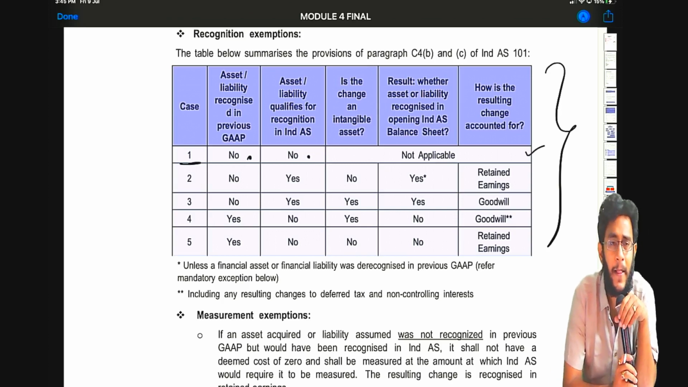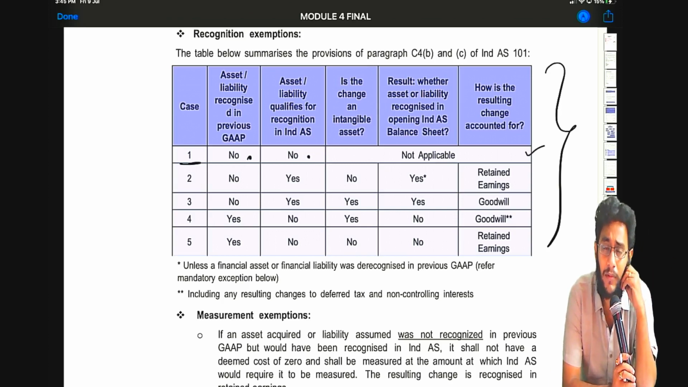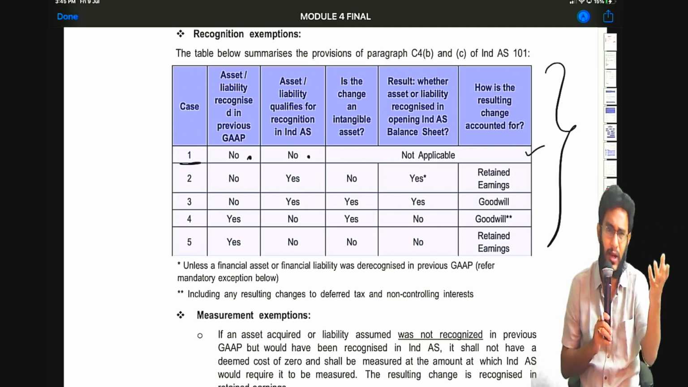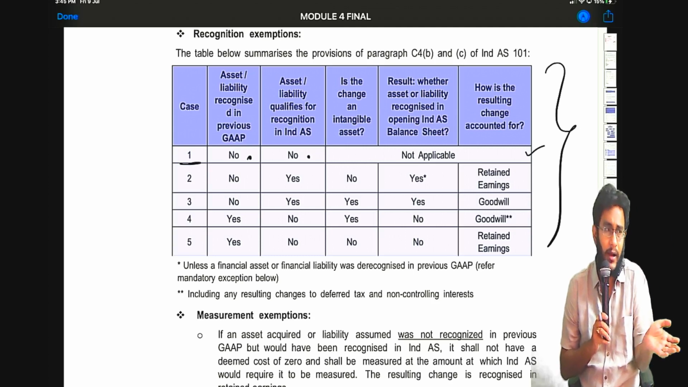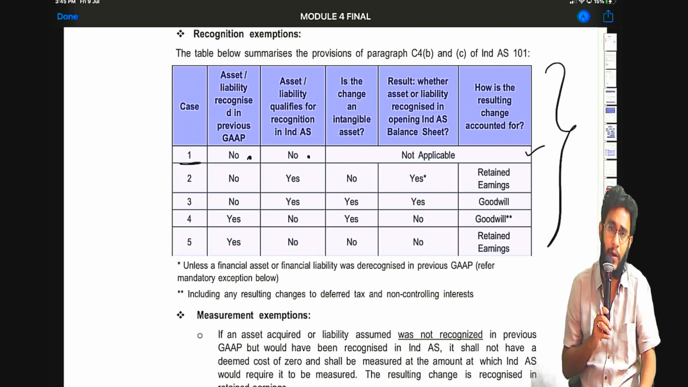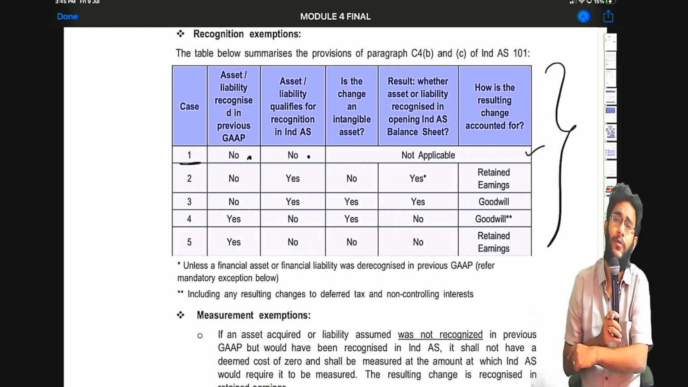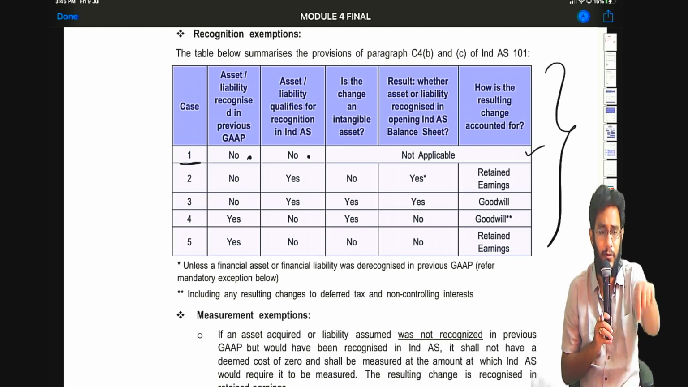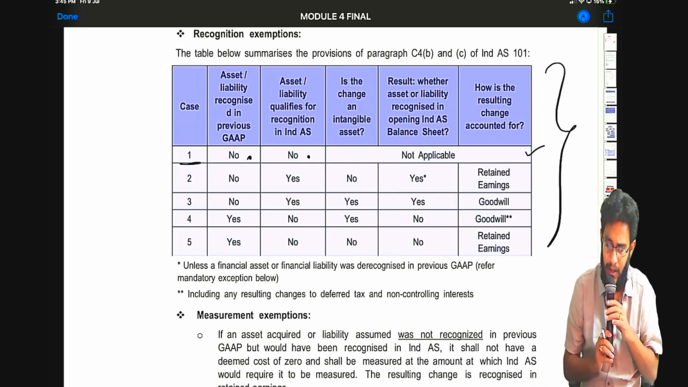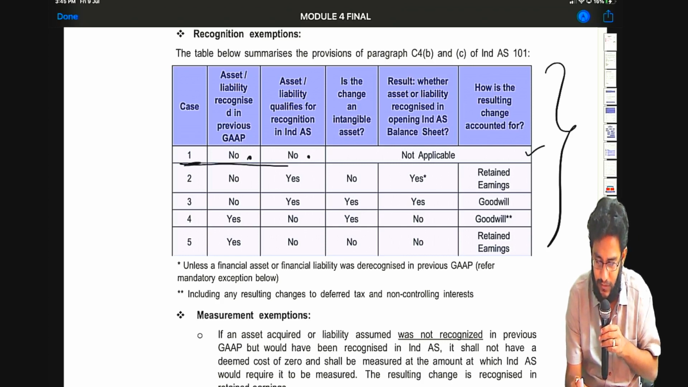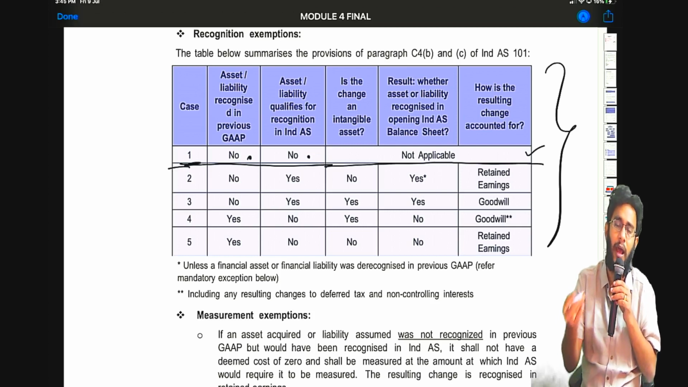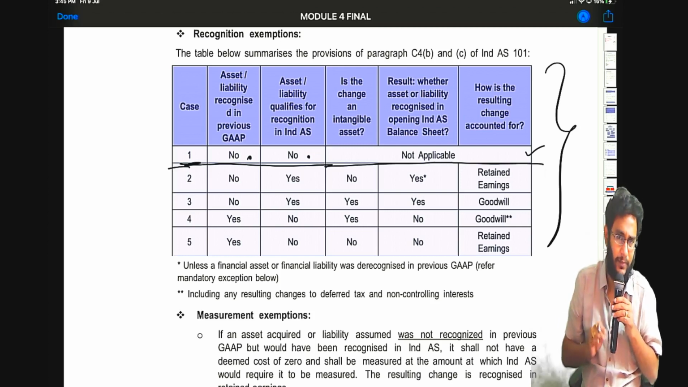For example, sir, I have acquired some entity in the past. When I acquired it, I recognized one asset or liability, and this Ind AS says such asset or liability should not be recognized at all. Or I have not recognized one asset or liability in the past, but this Ind AS says you have to recognize it. In that case, what to do? That discussion we are doing. Situation 1 is a hypothetical situation, sir, where there is no dispute between what I have done and what has to be done as per Ind AS. That case you leave it.